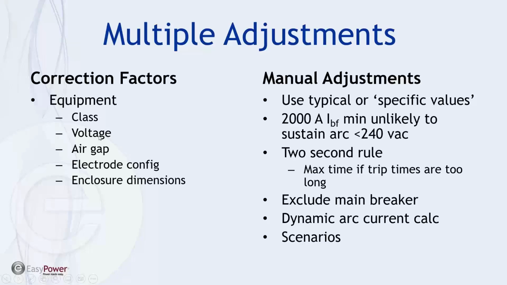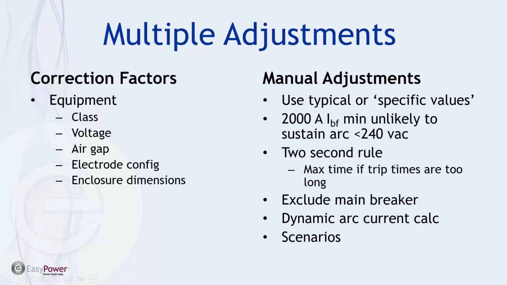in input that the operator can make in the EasyPower adjustments. But then in addition, there's manual adjustments to be able to use either the typical values that come out of the standard or specific values for any of these variables. Then there's the ability to verify that at less than 240 volts and less than 2000 amps bolted fault current, there's a likelihood that an arc will not sustain, and consequently we can limit our concern about hazards in this category.